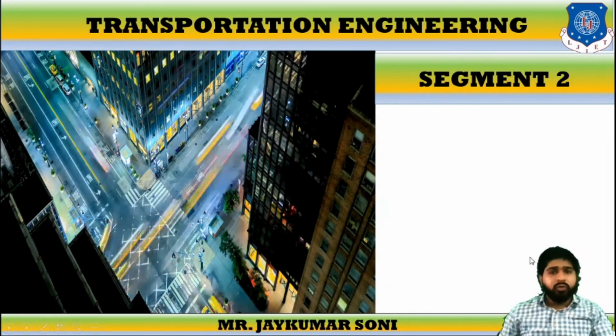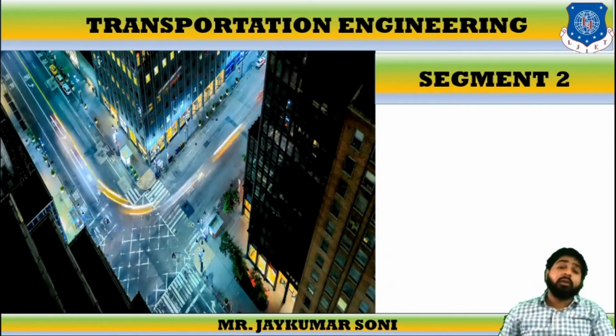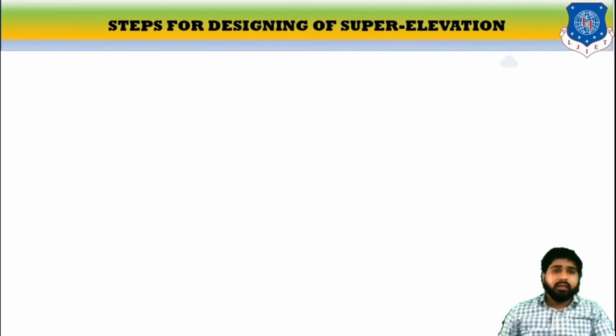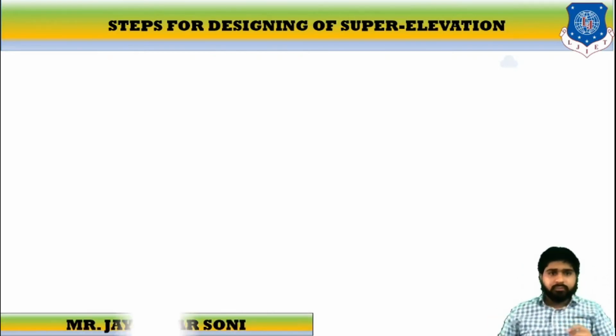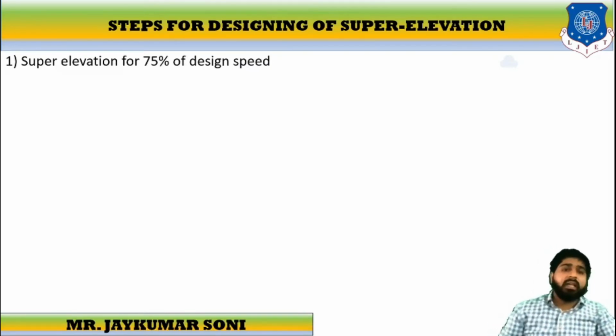This is segment number 2, highway transportation. We have been discussing highway geometric design. So let us discuss the steps for designing of super elevation. First of all, we learned in the last session that whenever we discuss mixed traffic conditions, we need to ignore the lateral friction, meaning we will not consider the value of f, and we will consider the speed as 75% of design speed. The first thing is the super elevation for 75% of design speed.